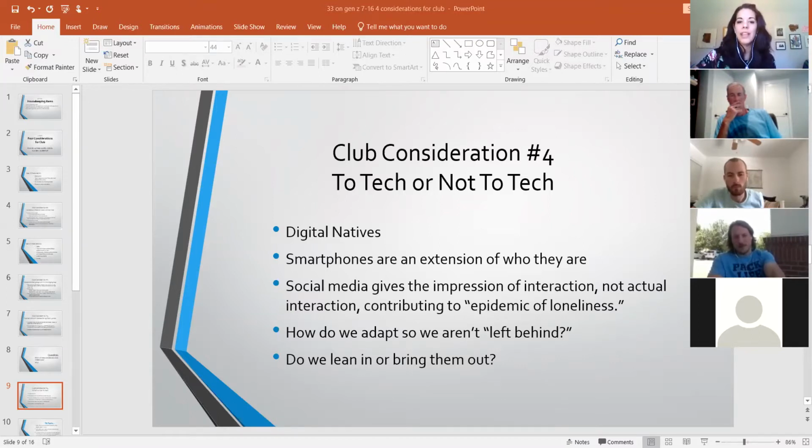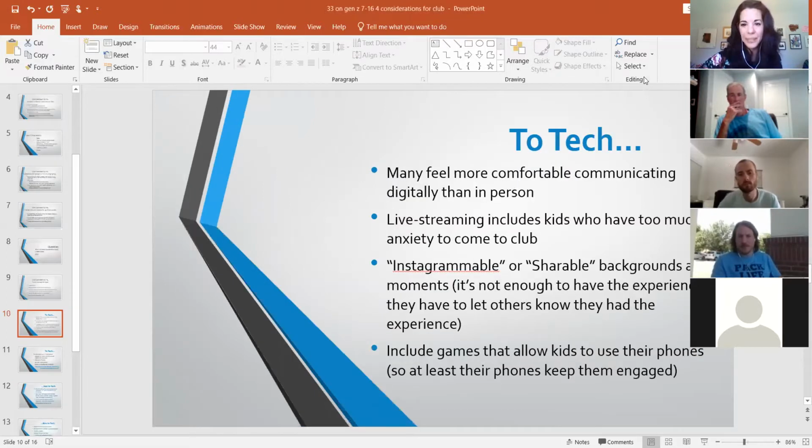How do we adapt so we aren't quote unquote left behind? That's for us as Young Life going, if technology is moving and we don't engage with it, how do we engage with it so that we're not left behind in a tech-driven world? So the question is, do we lean in to the technology, or do we try to pull kids out of the technology into face-to-face relationships? So we're going to talk about both sides, all right? The first is to tech.